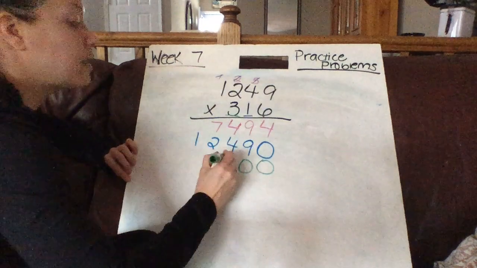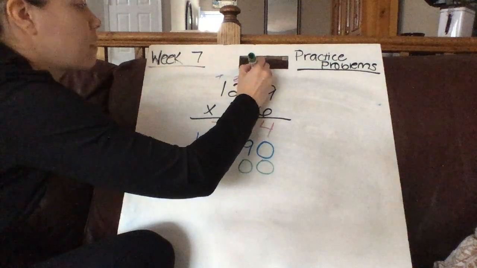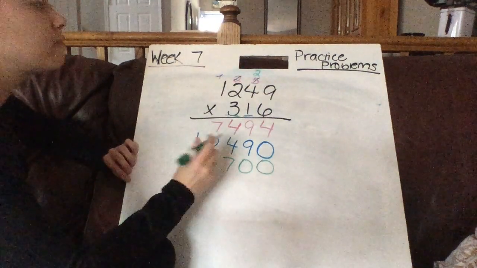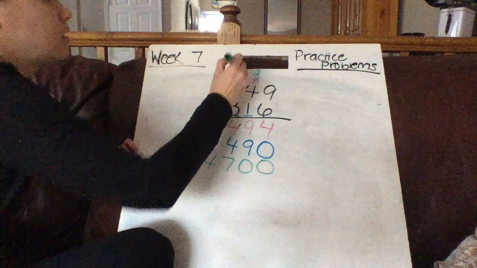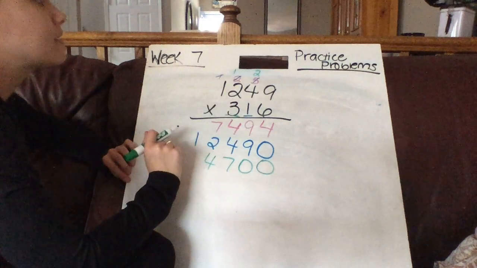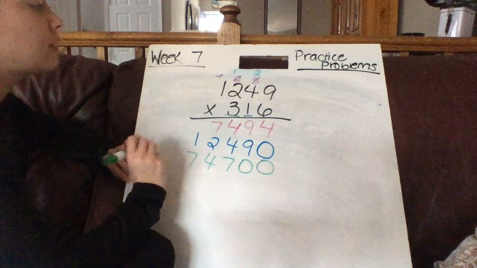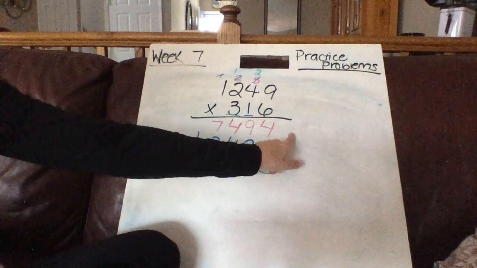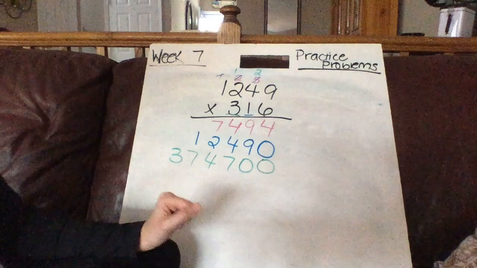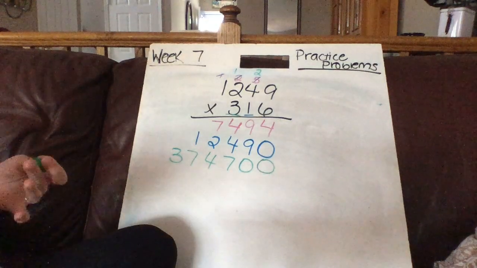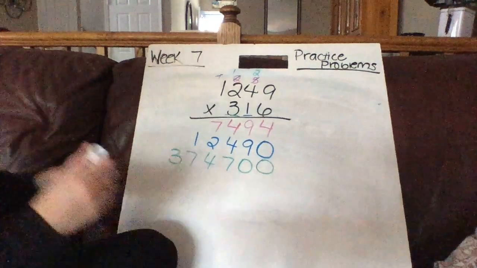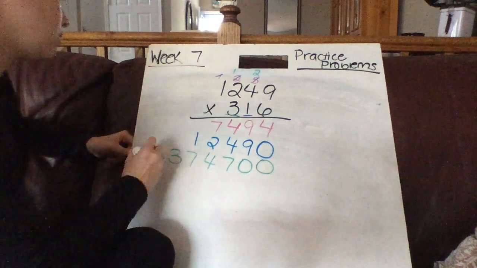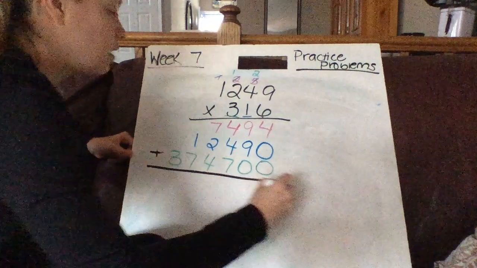So 3 times 9 is 27. 3 times 4 is 12, plus 2 is 14. 3 times 2 is 6, plus 1 is 7, and 3 times 1 is 3. So this would be the first partial product, the second partial product, and the third partial product. Now, once I have all of them together, all I have to do is add them.